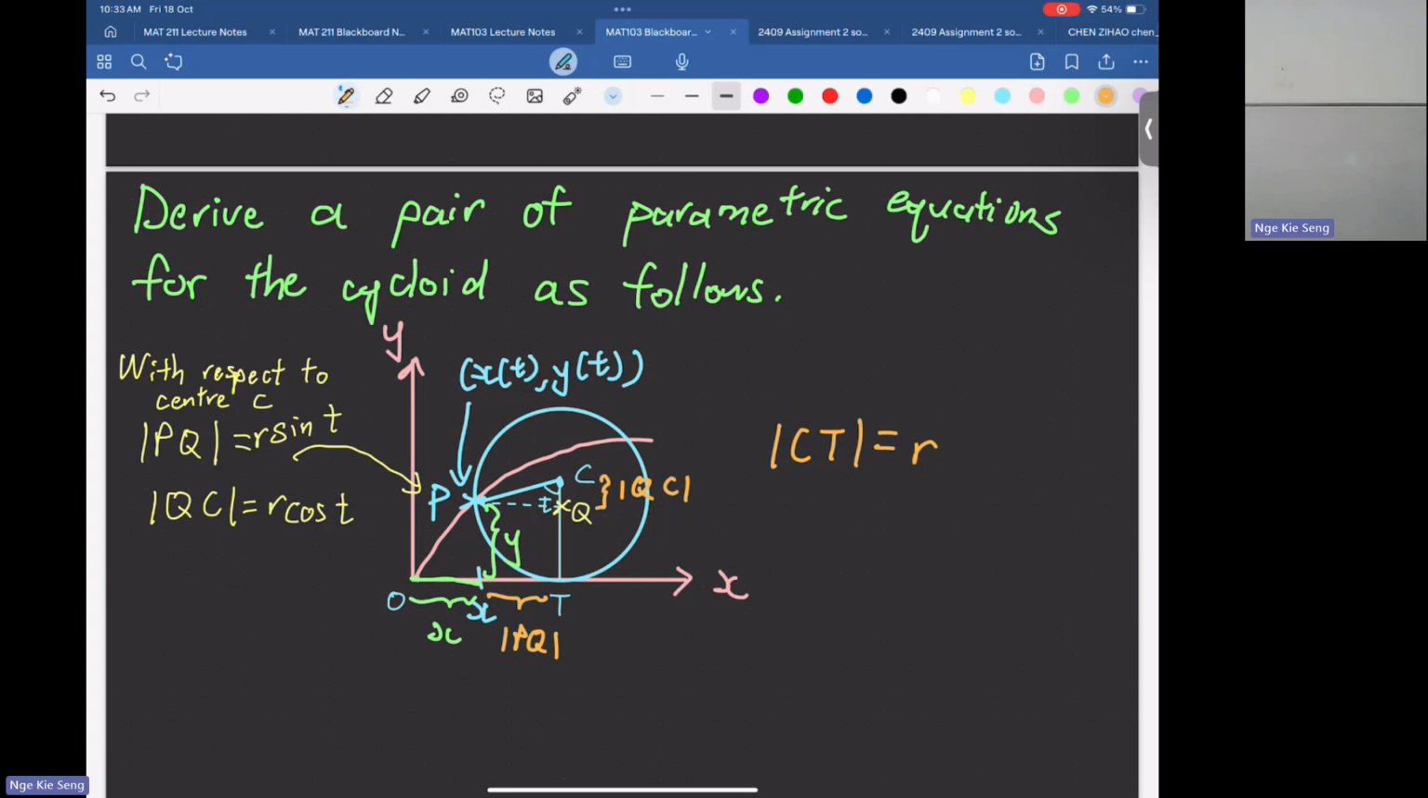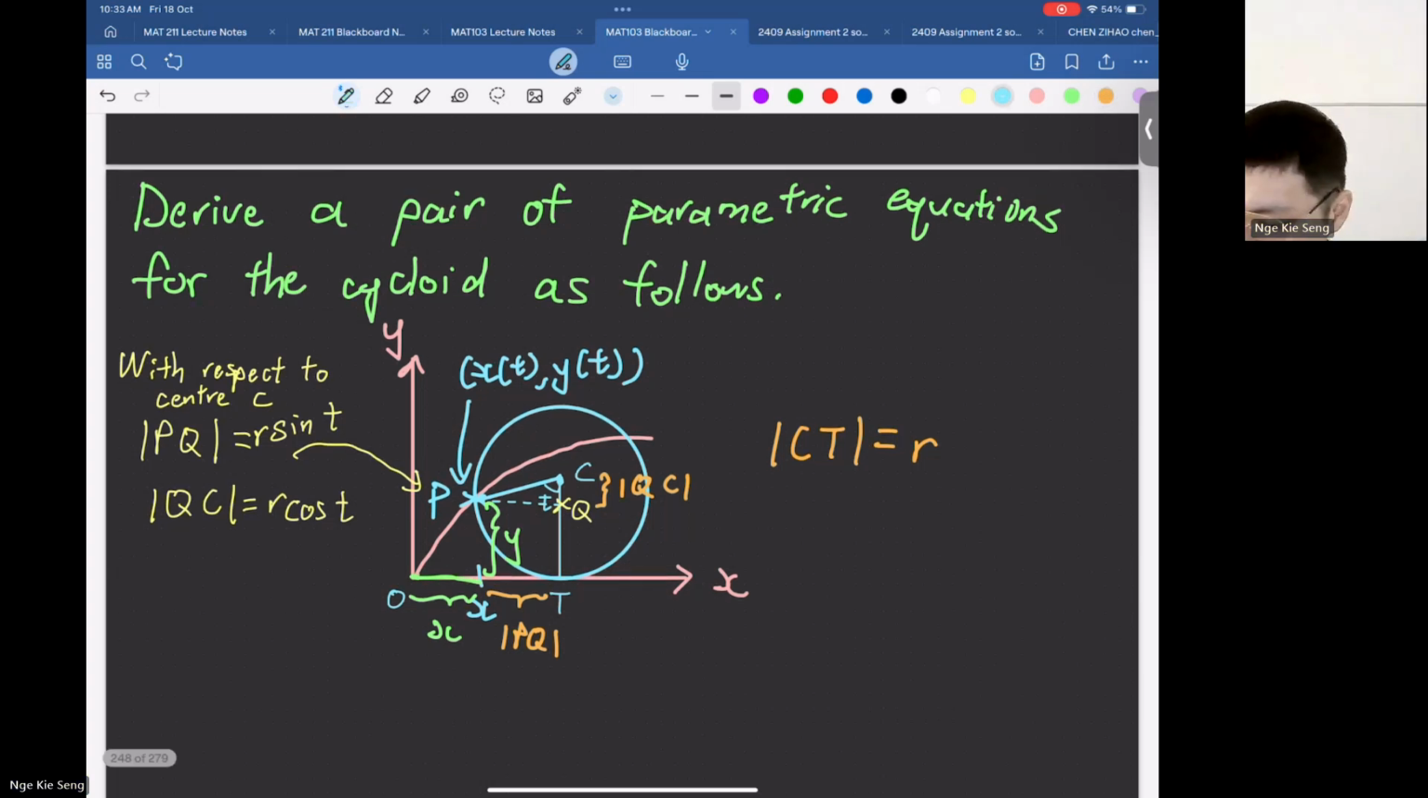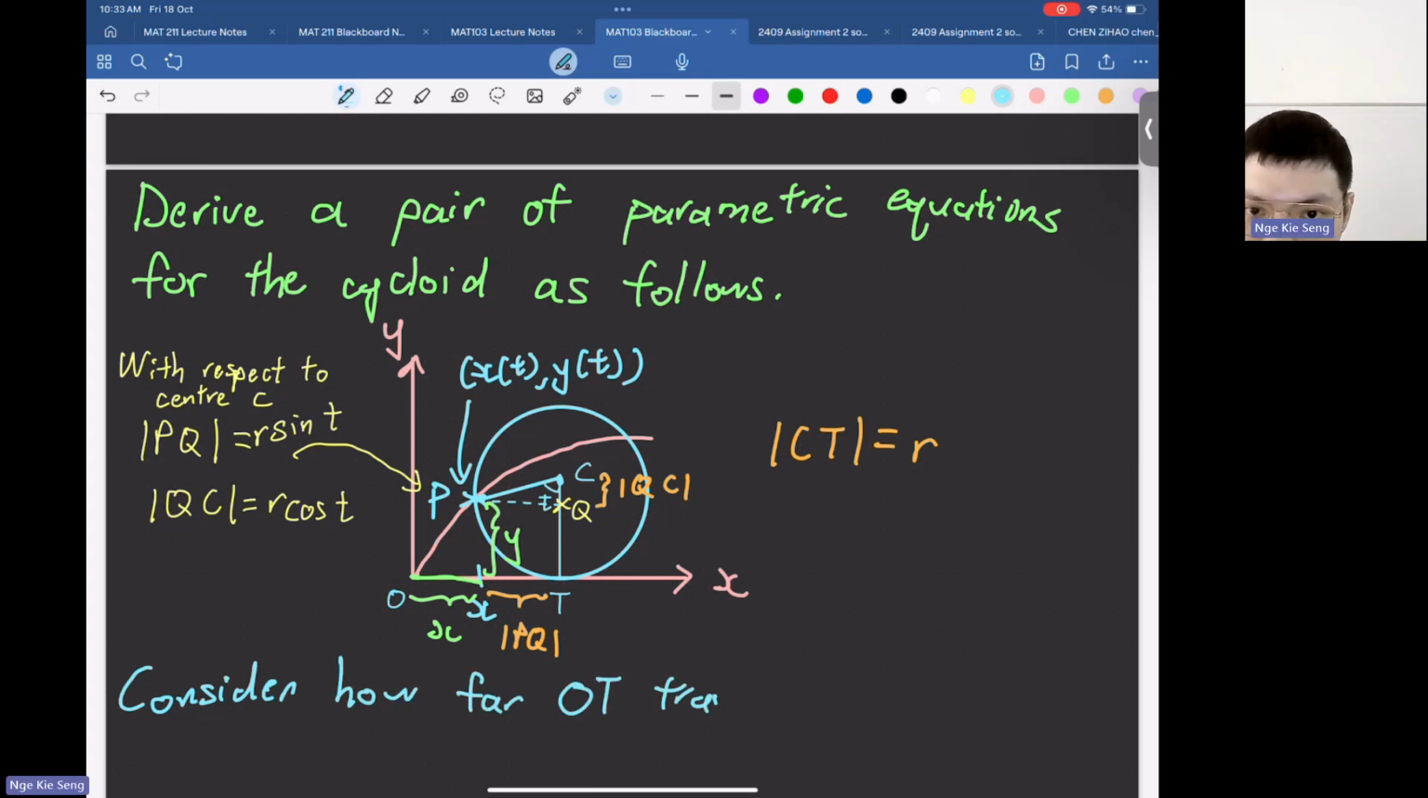Can you imagine or not? You must imagine the movement, otherwise I cannot do this question. So when you move this P up, all these points will touch the ground. Okay, so like what I say, if you consider how far OT travels, what is it?